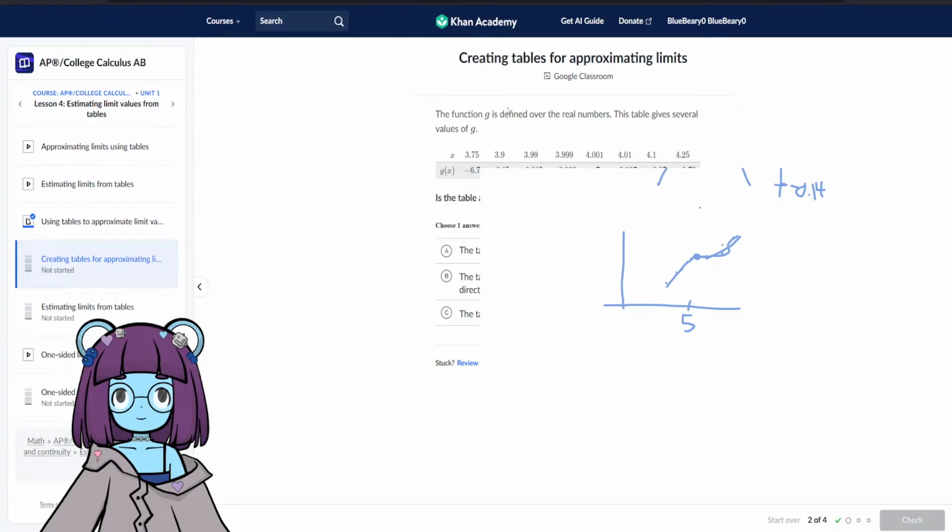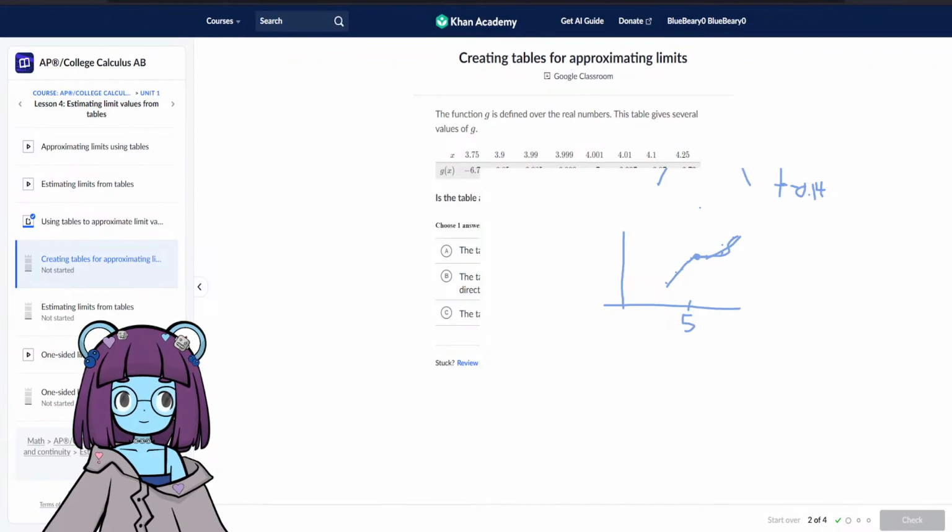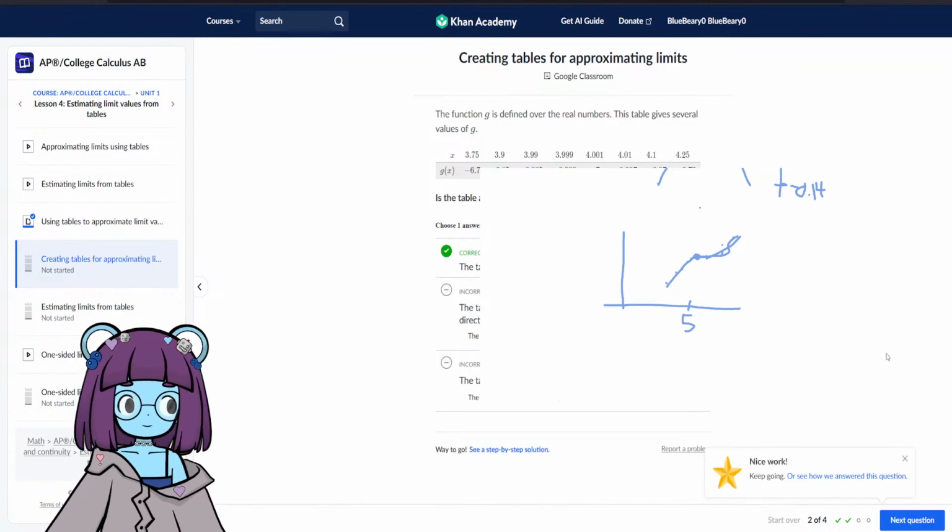The function g is defined over the real numbers. The table gives several values of g. Is the table appropriate for approximating the limit of g of x as x approaches 4? If not, why? Let's see, 4. I would say it is. The table is appropriate. It is approaching from both directions. I would say the table is appropriate.